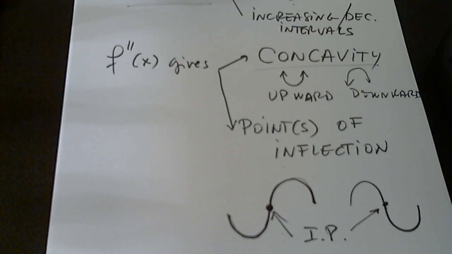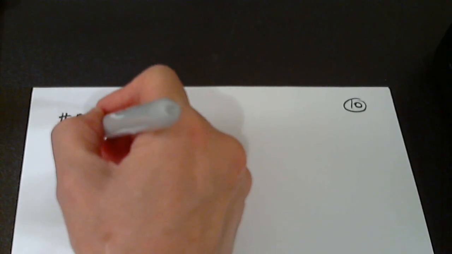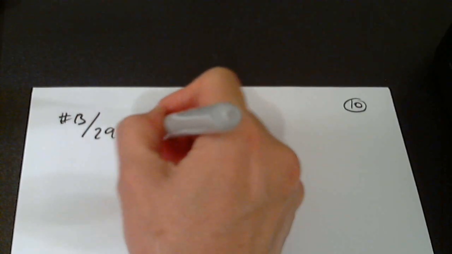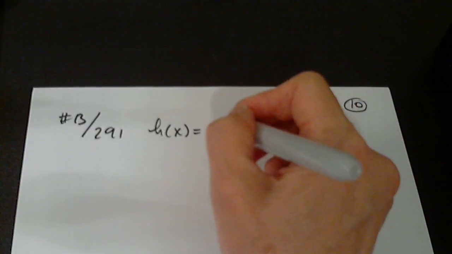Okay, moving on to page 290. Actually, 291. Okay, so I would like to choose a problem. Like, let's say 13, and see what we can do with it. That's page 291, number 13, and that is h of x equals x to the third minus 27x.